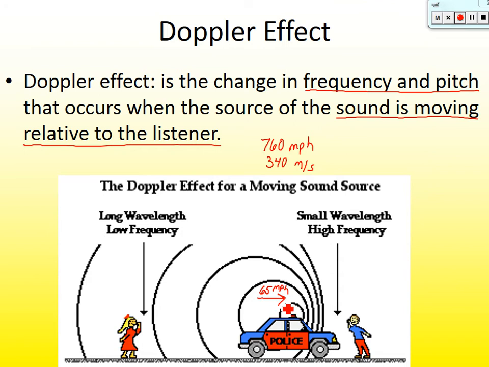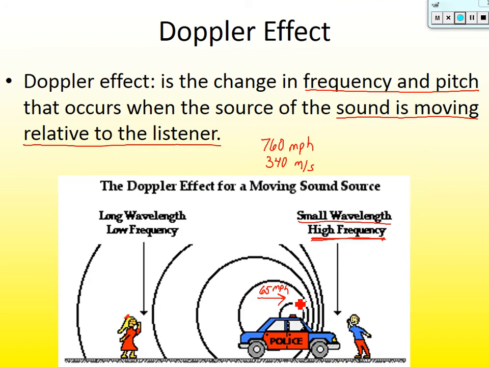As this car moves, it's bunching up these sound waves from the siren, so these waves are closer together. These sound waves have a very small wavelength in front of the car, and a small wavelength means there's high frequency. So the waves are very frequent in front of the car. That's why this guy right here, when he's listening to the siren, hears it at a very high frequency or high-pitched sound.